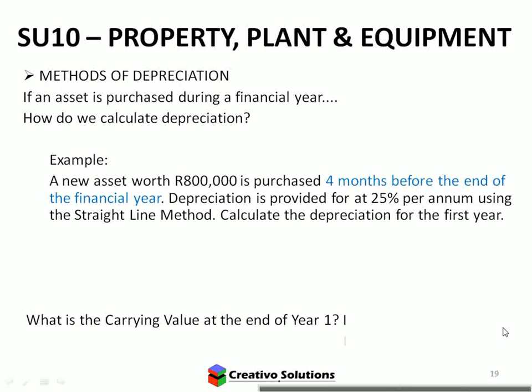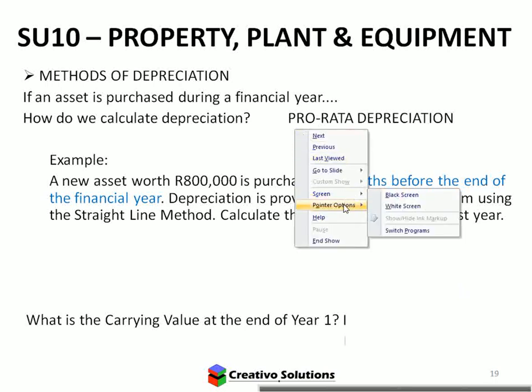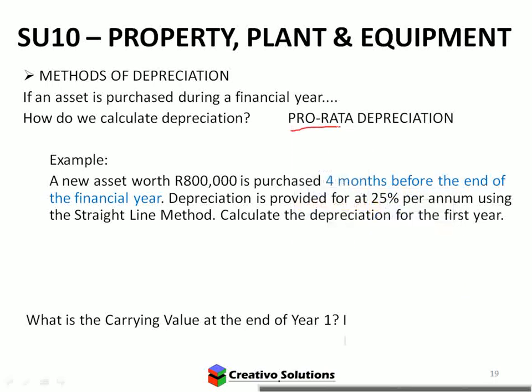Right, so in this example, a new asset worth 800,000 is purchased 4 months before the end of the financial year. Depreciation is provided for at 25% per annum using the straight line method. Calculate the depreciation for the first year. Have I used the asset for the first year? I've only used it for 4 months. So I'm going to have to prorata the depreciation. Prorata means part of the year. So I'm going to prorata this for 4 over 12.